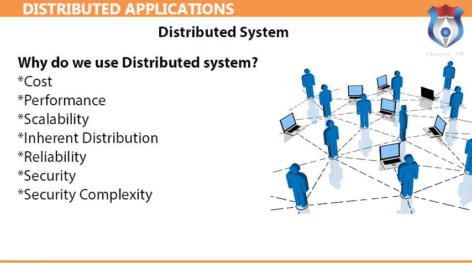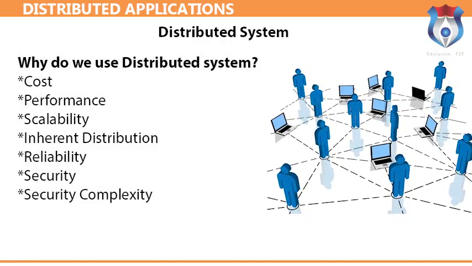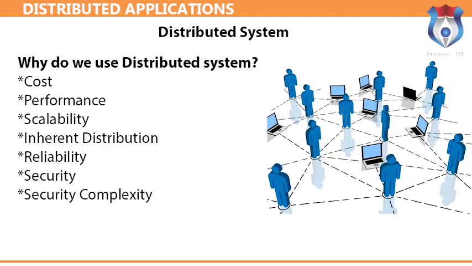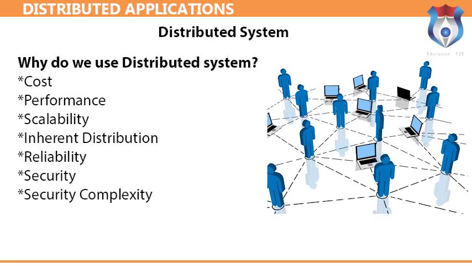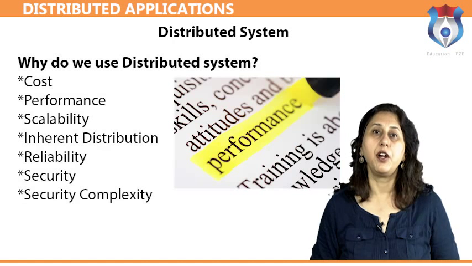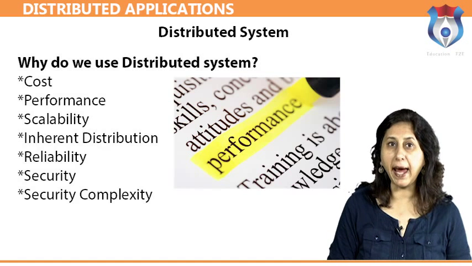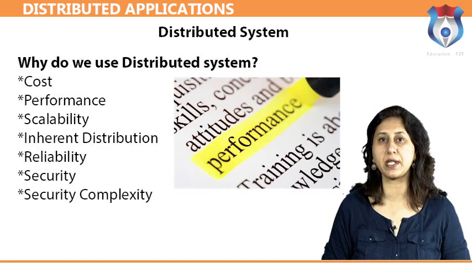Inherent distribution: some applications such as email and the web, where users are spread out over the whole world, are naturally distributed. This includes cases where users are geographically dispersed as well as when single resources, for example printers and data, need to be shared. Reliability: by having redundant components, the impact of hardware and software faults on users can be reduced.